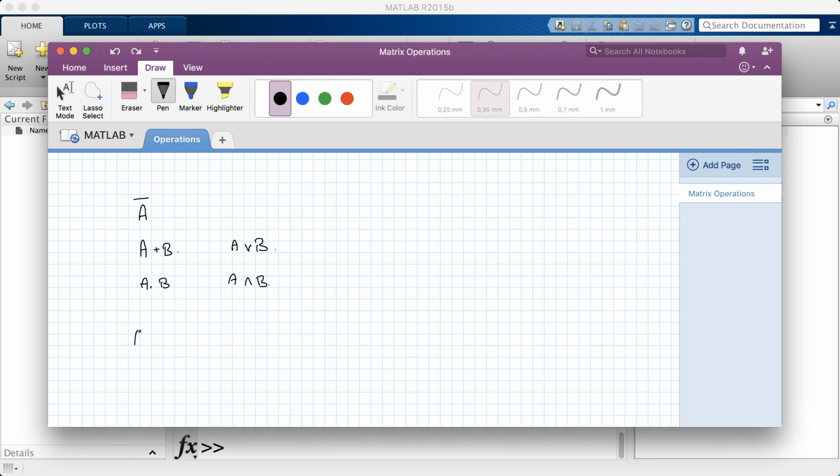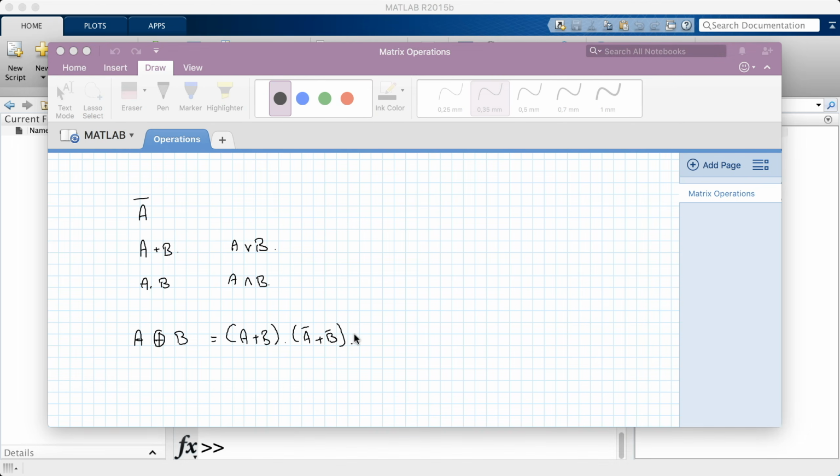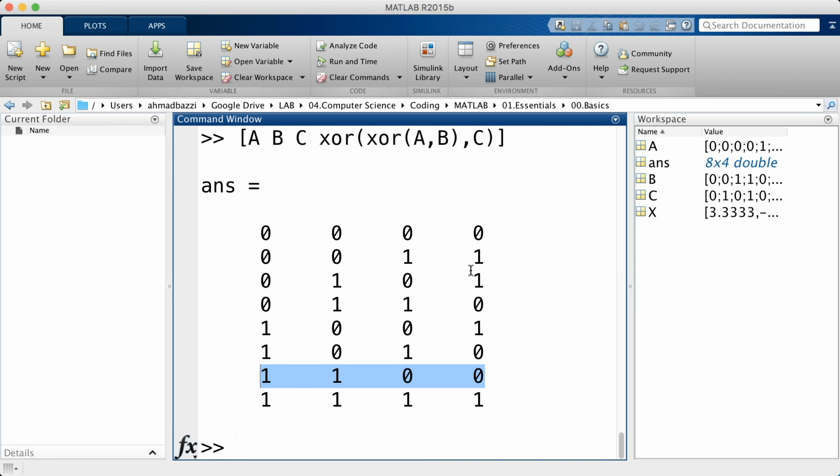Now, a XOR is usually denoted as such, a circle with a plus inside, and the algebraic expression that generates it using simple AND or OR gates is the following. So it's A plus B times not A plus not B. So you can verify that this expression actually generates the 4th column.